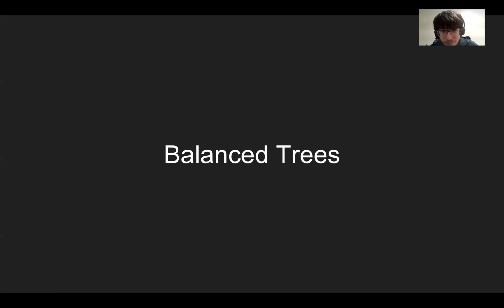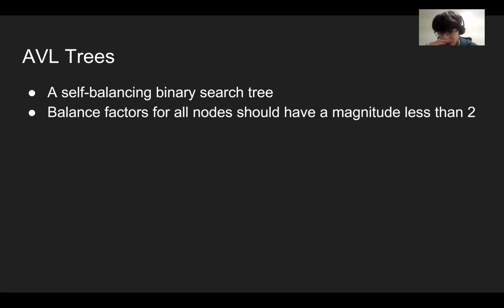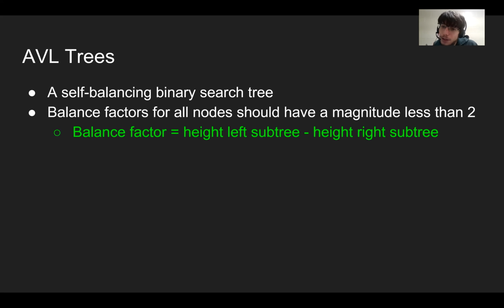Okay, cool. So balanced trees. So now we're talking about AVL trees. Hopefully everyone knows AVL trees, and hopefully it gives none of you nightmares. But yeah, it's a self-balancing binary search tree. Balance factors for all the nodes should be magnitude less than 2, so negative 1, 0, 1, right? And the balance factor is the height of left minus height of right.